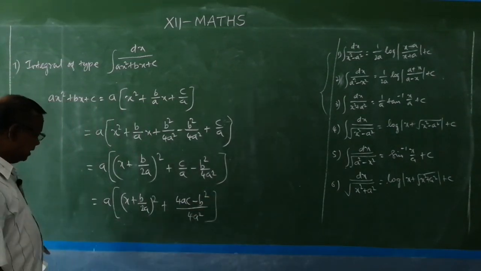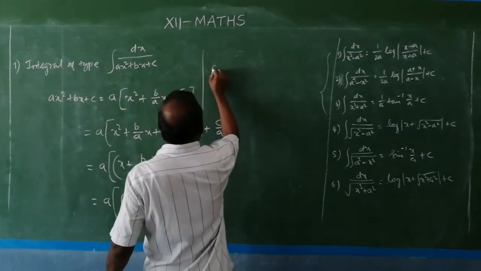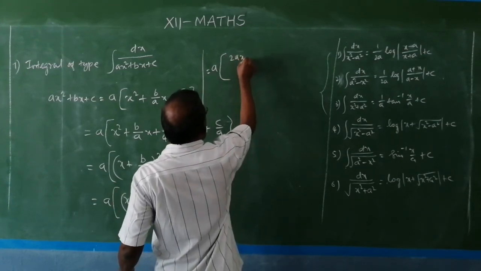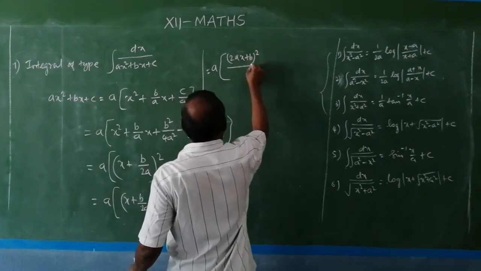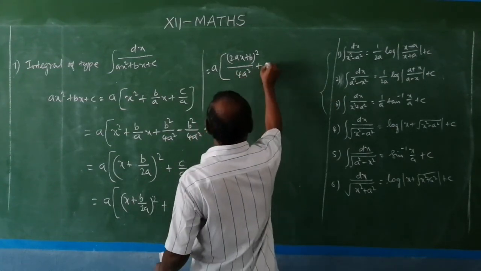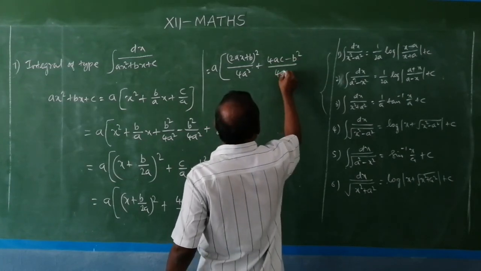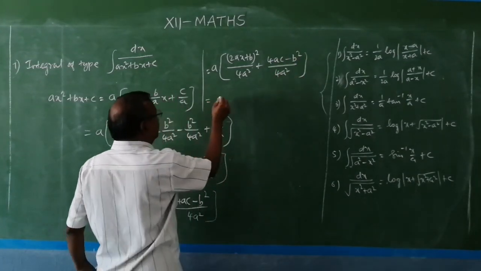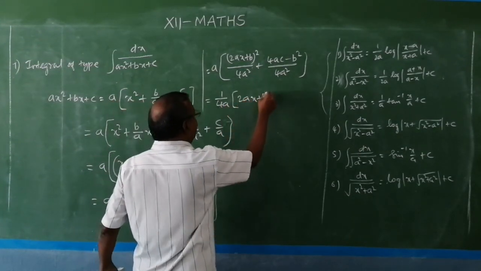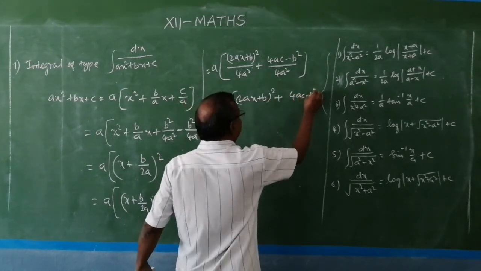Here the denominator is in this form. Next we can simplify. Take a into (x square plus b by a x plus c by a), which becomes 2ax plus b the whole square divided by 2a the whole square, that is 4a square, plus 4ac minus b square divided by 4a square. Taking 1 by 4a square as common, this is 1 by 4a square into 2ax plus b the whole square plus 4ac minus b square.